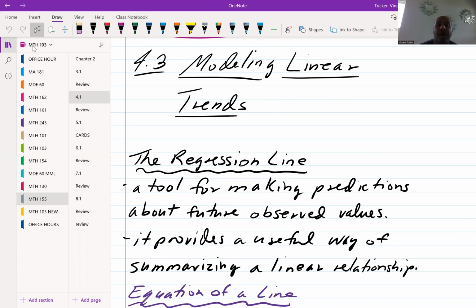So 4.3, modeling linear trends. Last class, we ended with the correlation coefficient. And here we're starting with the regression line. It's a tool for making predictions about future observed values. It provides a useful way of summarizing a linear relationship. Give me a chance to write that before I scroll up.